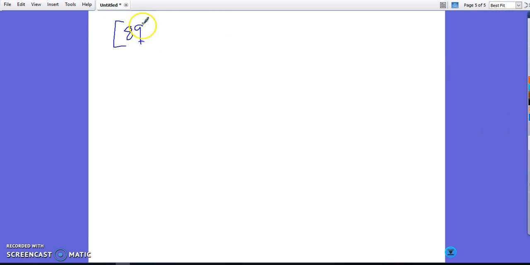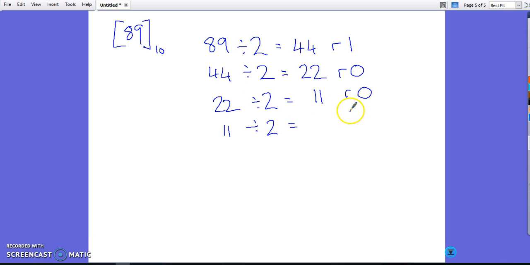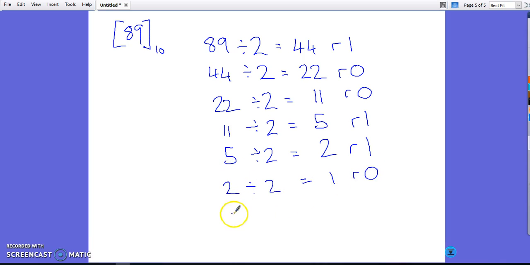So we have 89 in base 10. So 89 divided by 2 is 44, remainder 1. 44 divided by 2 is 22, remainder 0. 22 divided by 2 is 11, remainder 0. And then we end up in the same pattern as we were before. So we have 5, remainder 1. 5 divided by 2 is 2, remainder 1. 2 divided by 2 is 1, remainder 0. And 1 divided by 2 is 0, remainder 1.